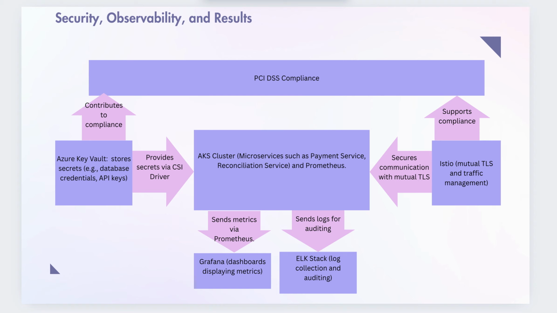This diagram illustrates a security and observability stack for our cloud native payment hub deployed on the Azure Kubernetes Service to ensure PCI DSS compliance and operational resilience. It highlights the key components: Azure Key Vault, Istio, Grafana, ELK stack integrated with the AKS cluster, and a PCI DSS compliance badge reflecting our audit success.